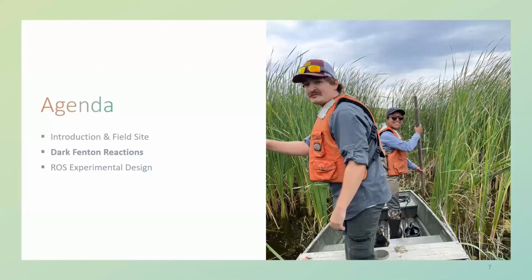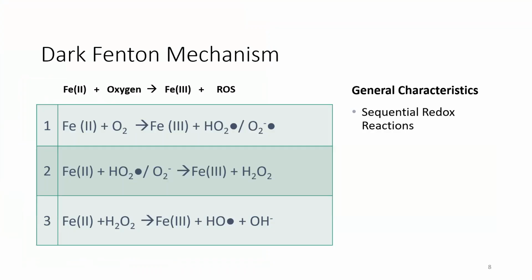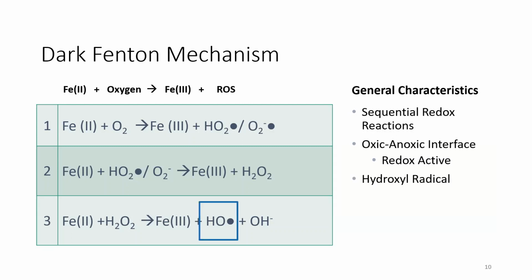Okay, so moving on, I study a specific reaction called the dark Fenton reaction, and it looks something like this. It happens between reduced iron and oxygen, and it produces oxidized iron and reactive oxygen species. I like to call these sequential redox reactions, and I study them at the oxic-anoxic interface of wetlands, which is likely to be very redox active.